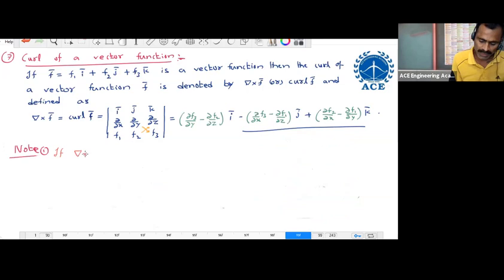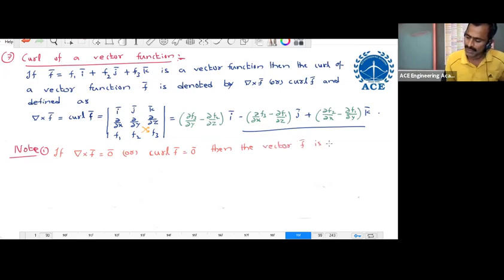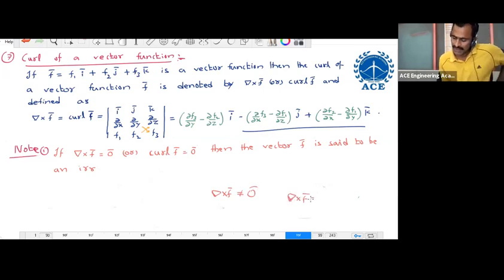If del cross F bar equal to 0 bar, or curl F bar equal to 0 bar, then the vector F bar is said to be irrotational, that is, no rotation. If del cross F bar is not equal to 0 bar, there is rotation only.